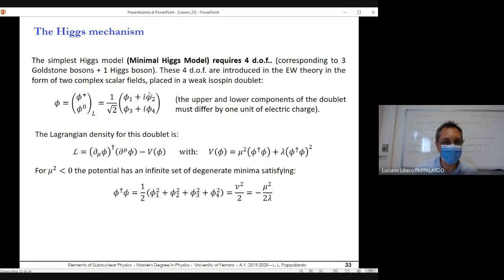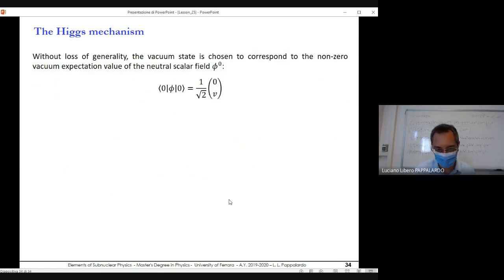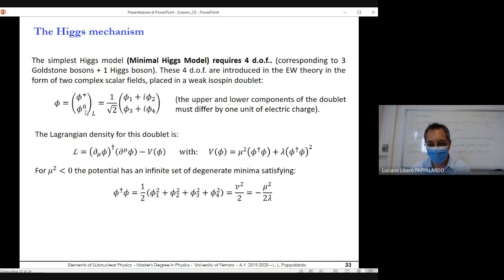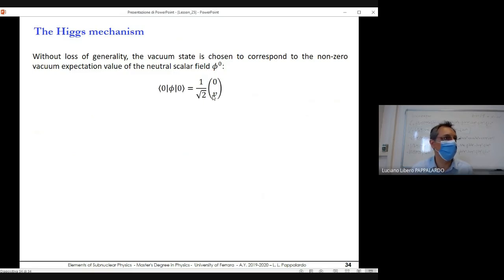Now, we start from our Lagrangian. Clearly, now this is a vector of complex objects, so here we have to take into account the Hermitian conjugate, which enters here, here, and here. Then you look for the minima, and the minima are also in this case infinite, and they correspond to all the infinite solutions of this hyper circumference in this 4-dimensional space. Now, again, without loss of generality, we pick one of the possible vacua, okay? And to make things easier in the description, we choose as the vacuum expectation value that of the neutral scalar field, phi zero. So here we have phi plus, phi zero, and we take the situation where the vacuum affects only the neutral component. So this is the vacuum expectation value for the Higgs field.